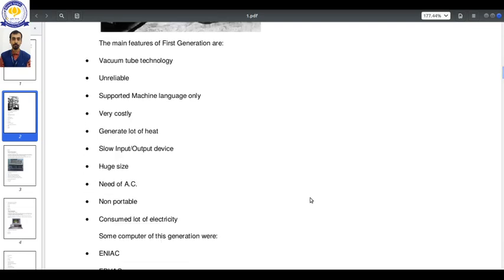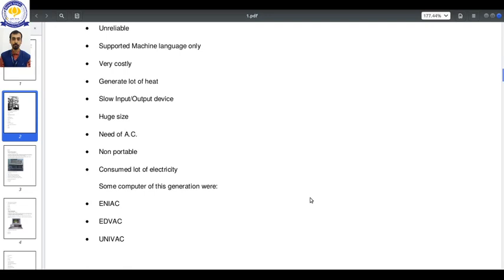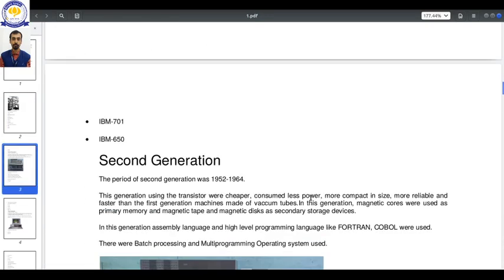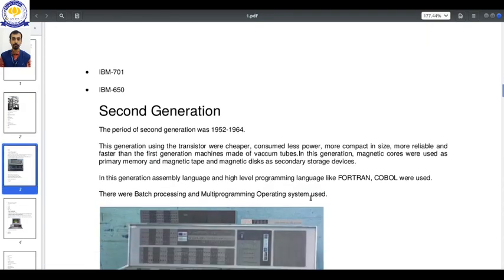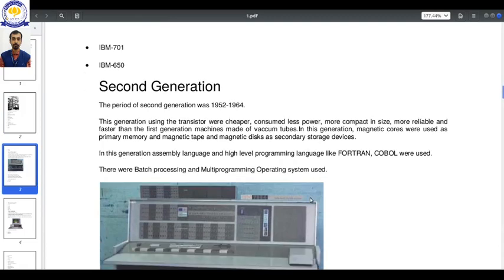It consumed a lot of electricity. ENIAC, EDVAC, and UNIVAC are some examples of first generation computers, along with IBM 701, IBM 650, etc.